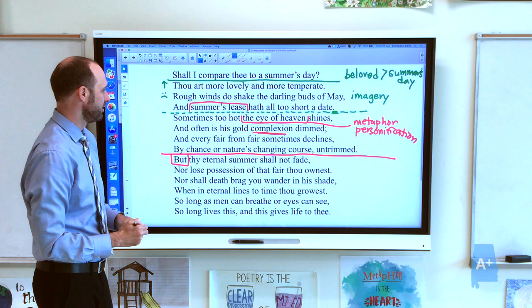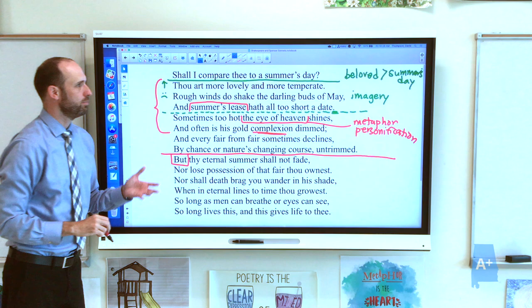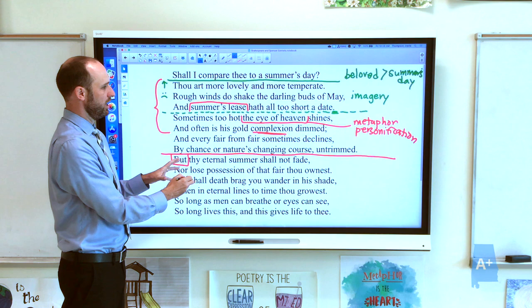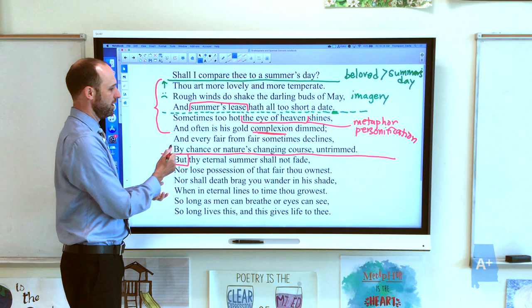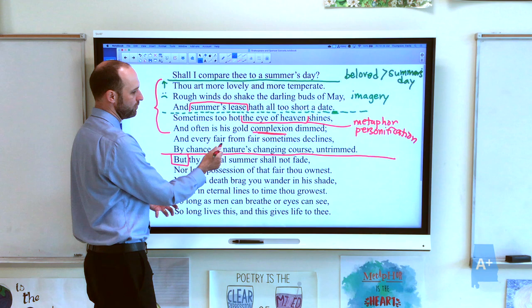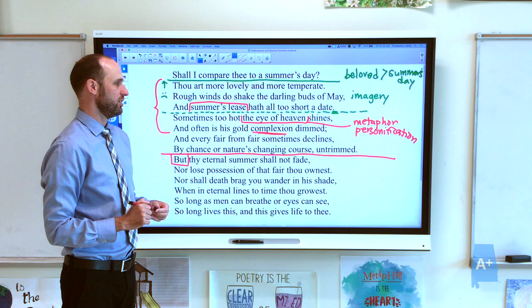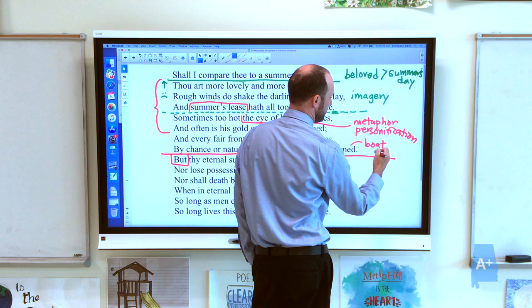So all of these lines are basically comparing the beloved to a summer's day. And then he starts getting a little more general toward the end of the octave, because something different's going to happen in the poem. The poet or speaker acknowledges that every fair, and from that he means a beautiful girl, every beautiful girl from fair sometimes declines by chance or nature's changing course, untrimmed. This is a boat image for the most part, where if you don't trim the sails, the boat will go faster.